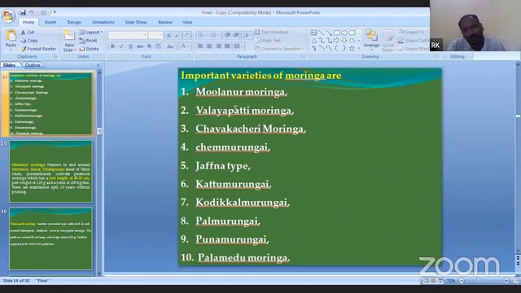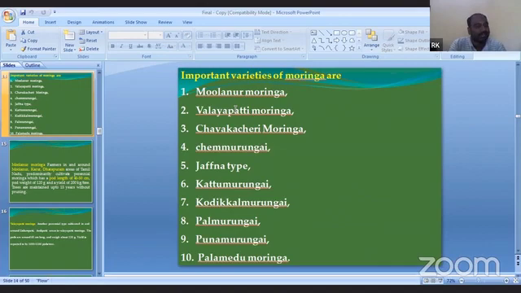Jaffna type. I will discuss this Jaffna type later in the presentation slide. The Jaffna type is present in Sri Lanka. So when we establish the Sri Lanka type here, the origin is also there. It has a different fruit shape and tree shape like that.